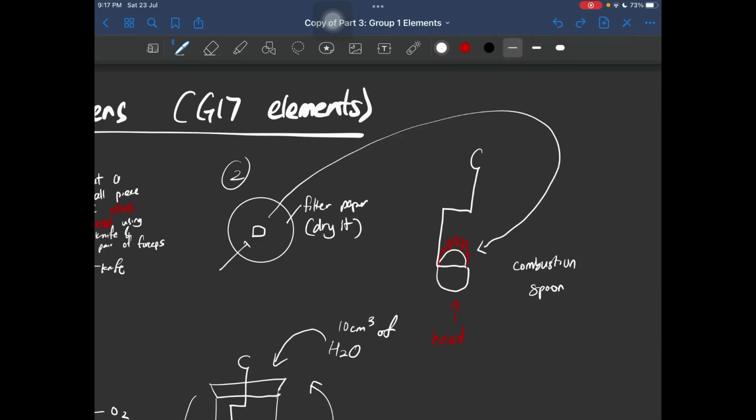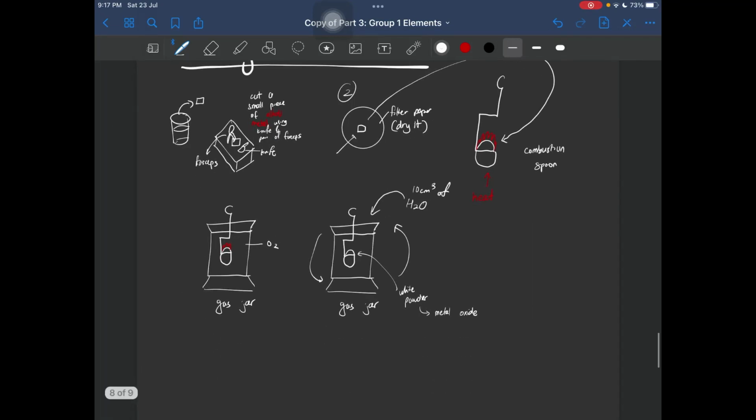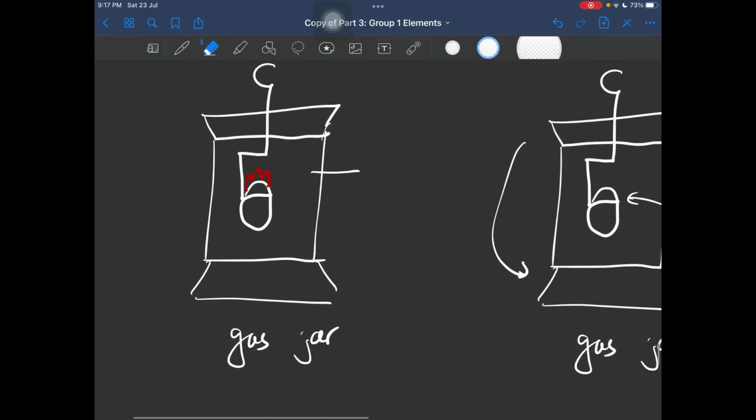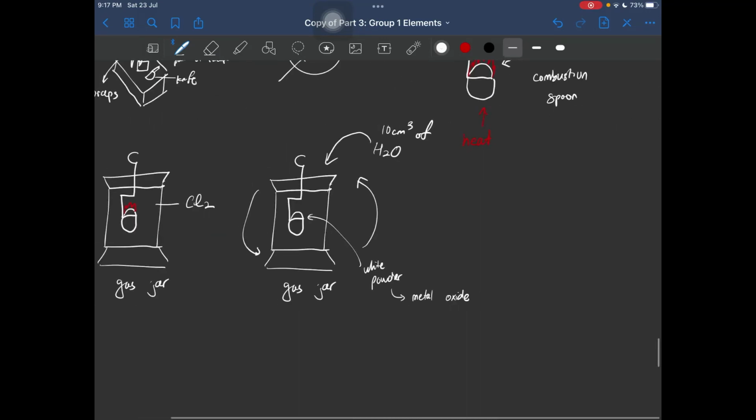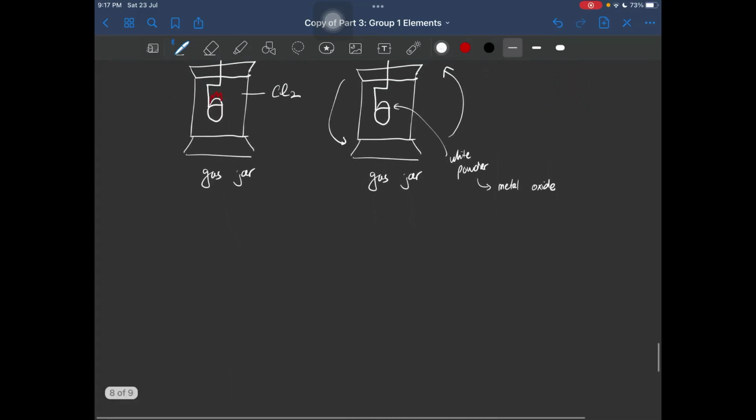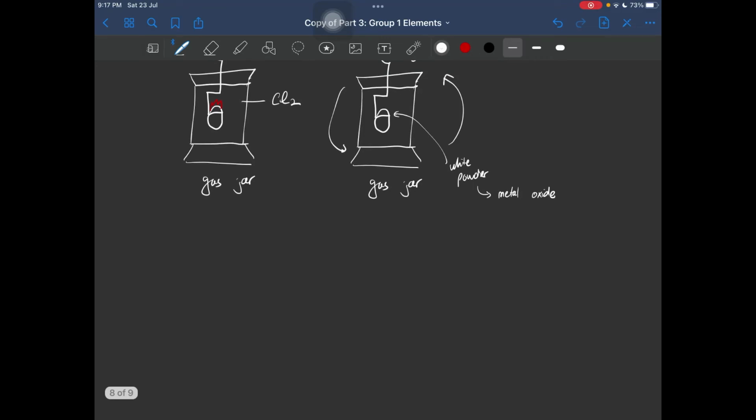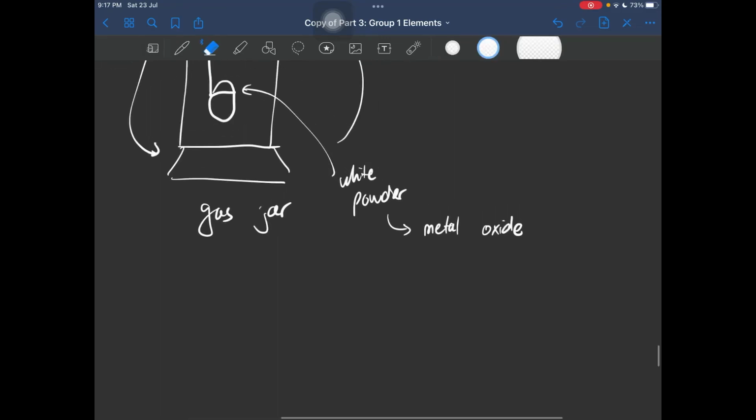The whole reaction is basically the same, except we replace oxygen with chlorine. However, of course, the product that is produced will no longer be metal oxide, because we are no longer reacting it with oxygen. Instead, we are reacting it with chlorine gas. So what's going to be produced?